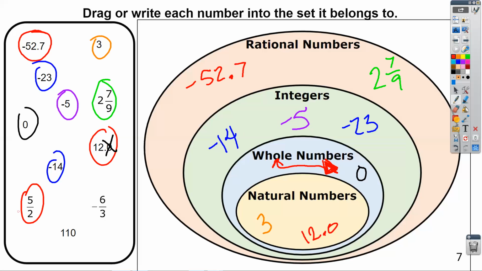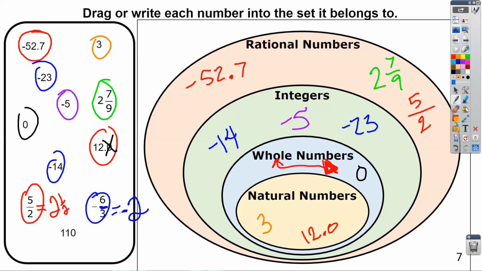5/2. Now, if I simplified that, what would 5/2 equal? Good, 2.5. So where would that show up? Good, rational. What if I simplified negative 6/3? So that really means 6 divided by 3, which is 2, and there's a negative, so I got to put the negative.